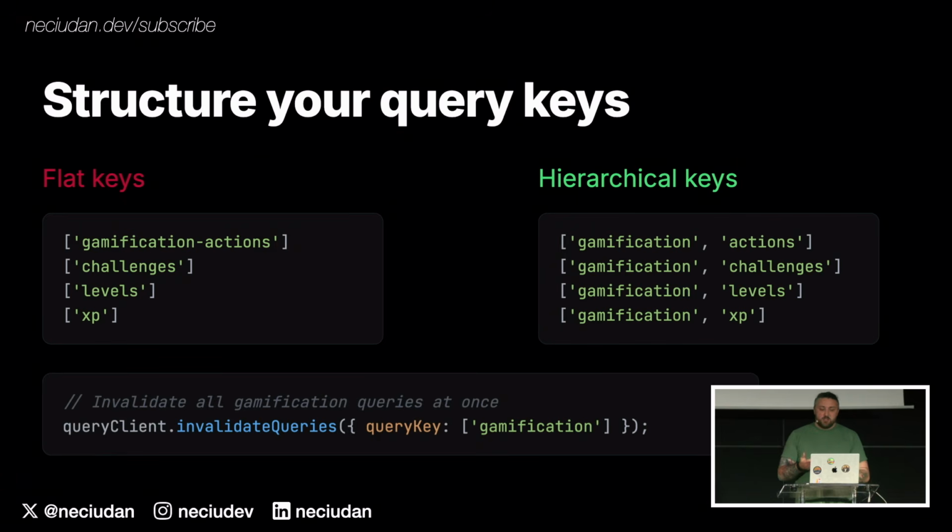And then there was another trick we found: you can structure your query keys. Instead of having 12, 13, 15 invalidate queries, you can have hierarchical keys, like gamification actions, gamification challenges, and then you invalidate just once using gamification.